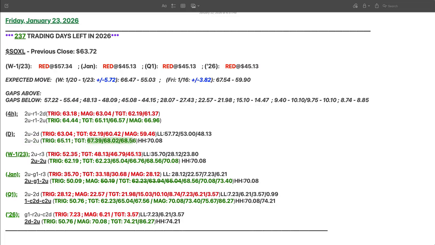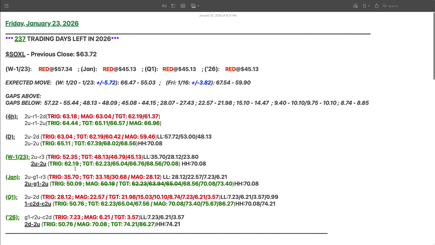And we've just got extended targets out here. No magnitude for that move because it's not a reversal. We've got 67.39, 68.02, and 68.56 as our extended targets on the day chart.